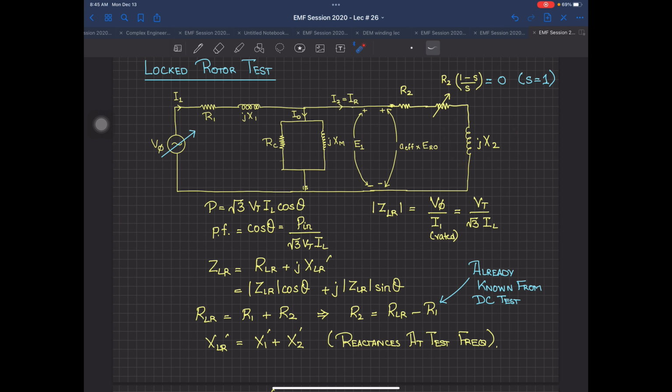But when you do this test, this will give you XLR bar. Now when this XLR bar is found out, by this JZLR sine of theta is already known, because the theta is already known to you.